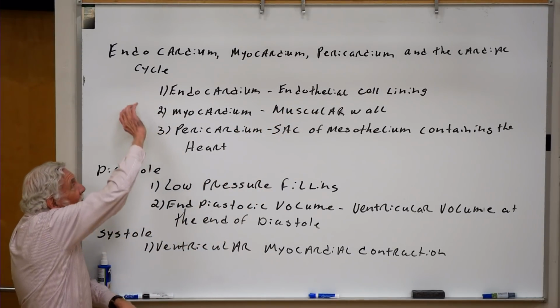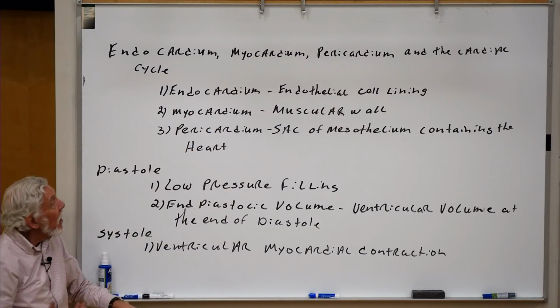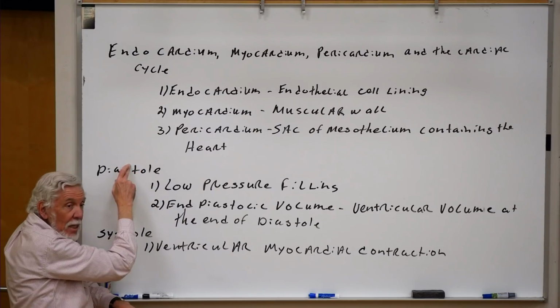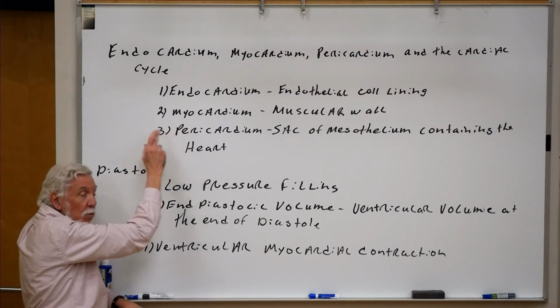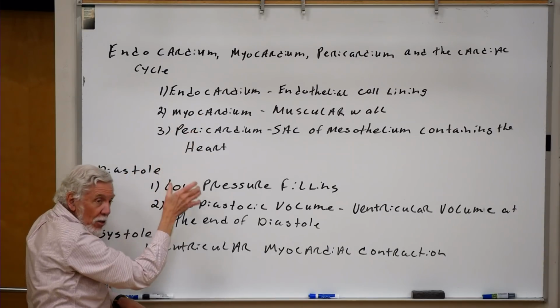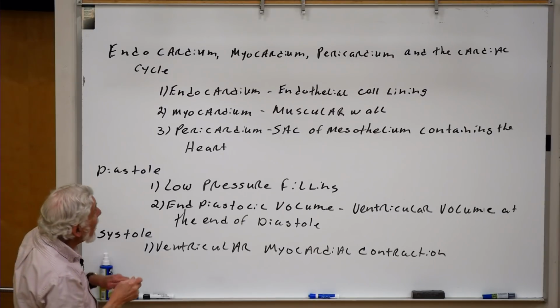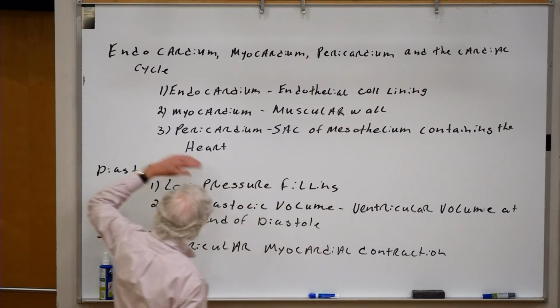The next layer beneath the endocardium, which of course is going to line the chambers, is going to be the myocardium. The myocardium is just the muscle. It's a pretty thick piece of meat. It's constructed from cardiomyocytes. We'll talk about the details of the cardiomyocytes here in a few days, but right now we're simply going to talk about this as the muscular wall.